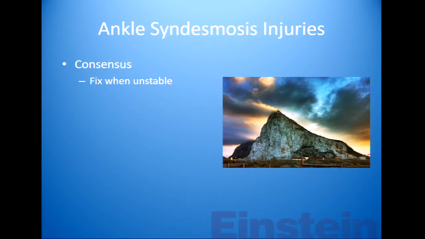Describing controversies about the syndesmosis, it's probably a rock of Gibraltar that if it is unstable, we need to fix it, right? I mean, that's clearly, we talked about this, if the Cotton test is positive, it's got to be fixed. That's a rock of Gibraltar. You need to fix it when it's unstable.